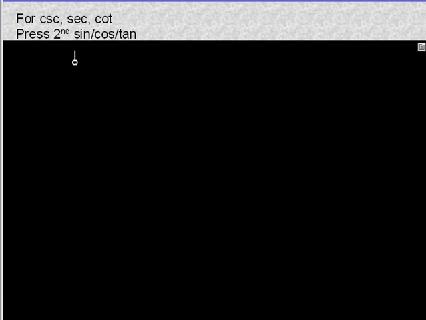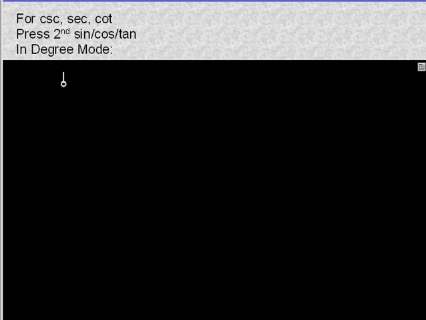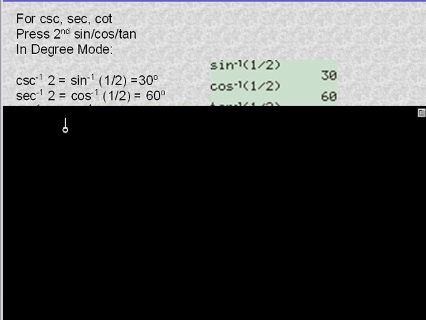All right, now we are going to get to reciprocals. So for cosecant, secant, and cotangent, you are going to put it in like this. So inverse cosecant of 2 is going to be inverse sine of 1 over 2. So the reciprocal actually goes inside the function, not outside. So remember, sine of 30 and then cosecant is equal to 1 over sine of 30.